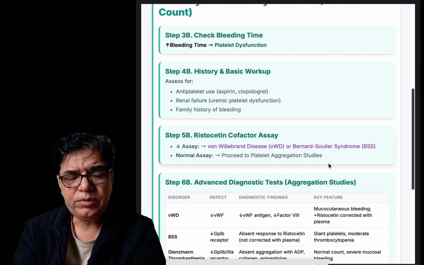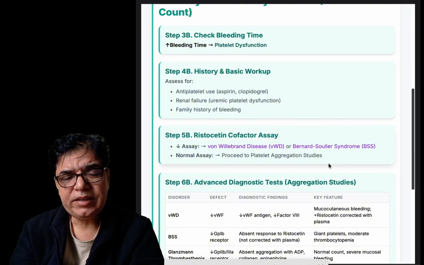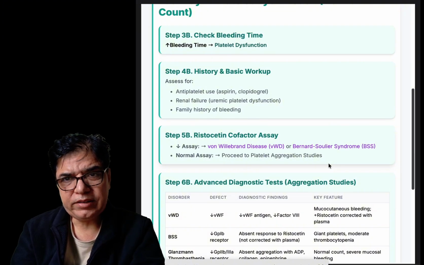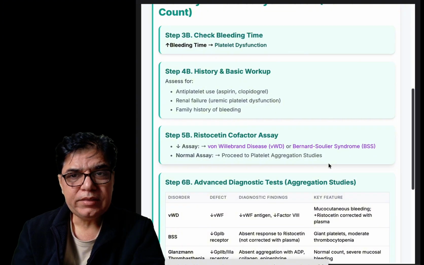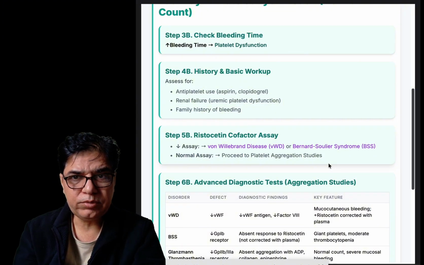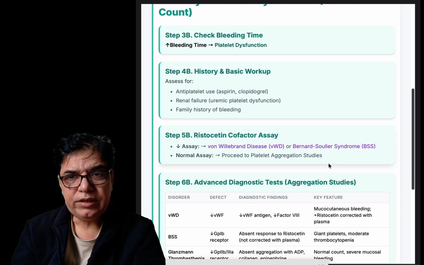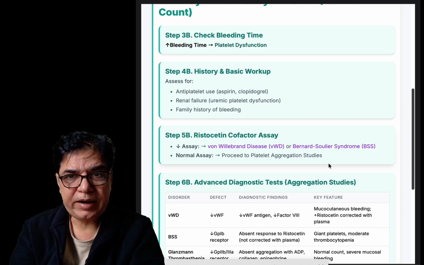So you have to ask, because these medications are antiplatelet, they can cause issues with the platelets, like they can increase the bleeding time and they can cause mucocutaneous bleeding despite the fact that the platelet count would be normal. Then certain kids who have got renal failure, because of chronic renal failure, the urea levels rise, and we call it uremic platelet dysfunction.